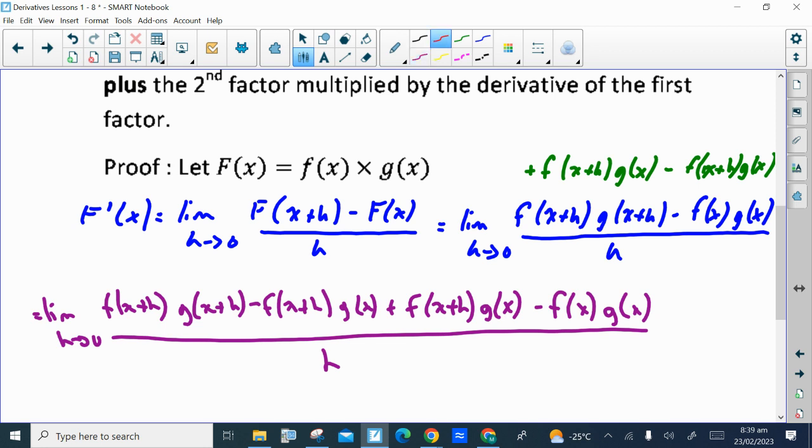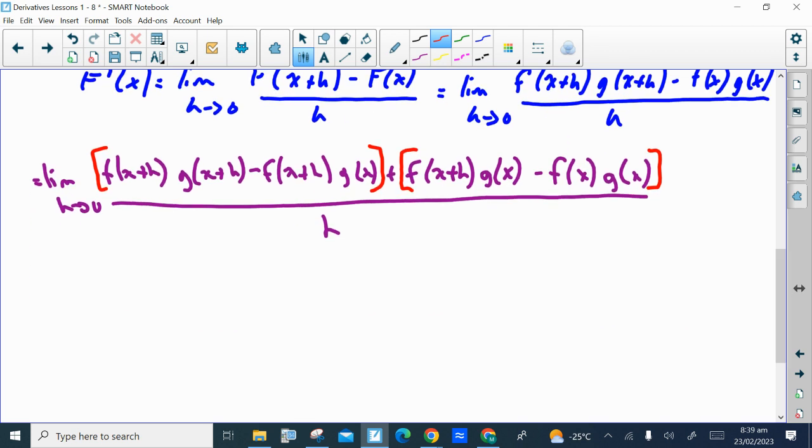And so now I'm going to do some factoring by grouping. So I'm going to group those first two terms together as well as the last two terms together. Factoring by grouping. And there is a common factor in that first group of f at x plus h. There's a factor of f at x plus h in both of those terms. So now I'm going to have the limit as h approaches 0.